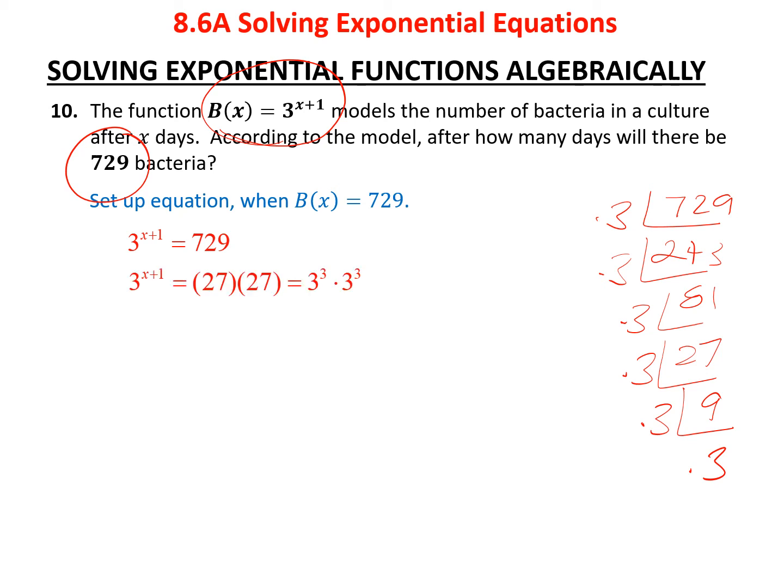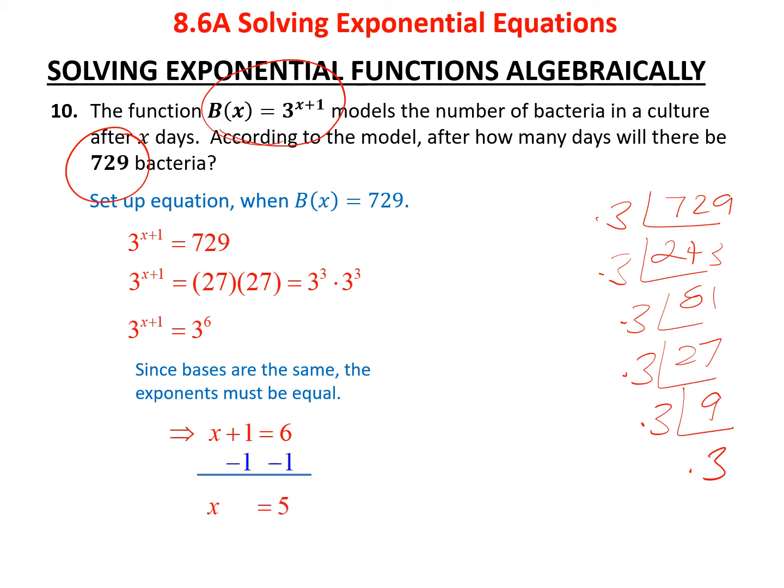Or you might have known that 27 times 27 is 729. But the key point is that we ended up with 6 factors of 3. Now, since the bases are the same, we can set the exponents equal and solve the simple one-step equation. Subtract 1 from both sides, and x equals 5. Okay? So in 5 days, the bacteria will grow to 729.